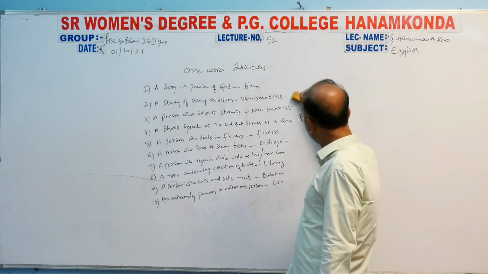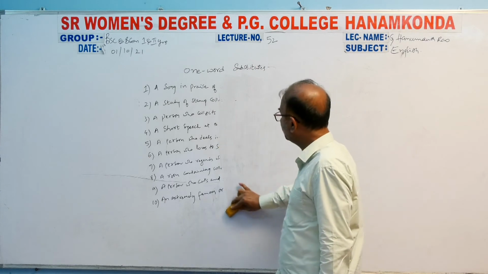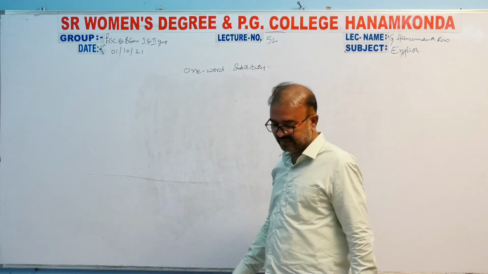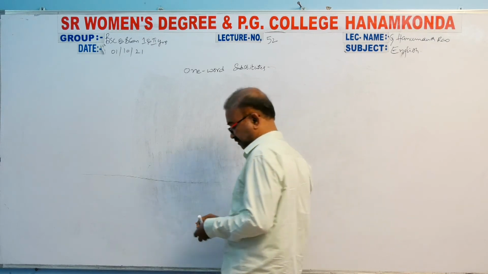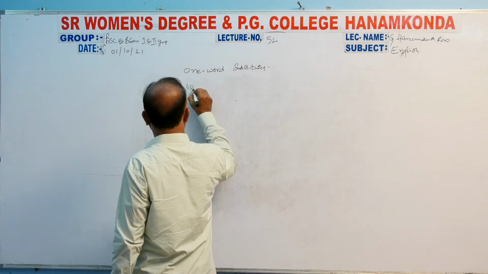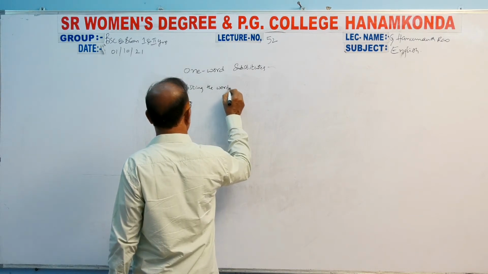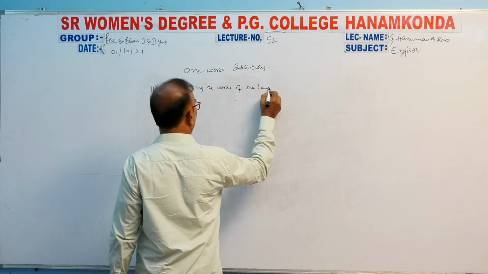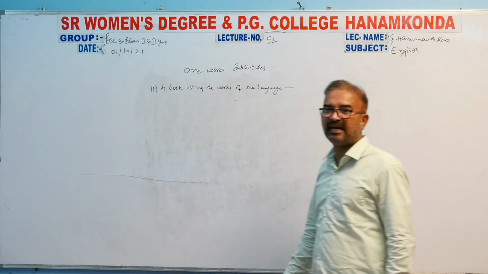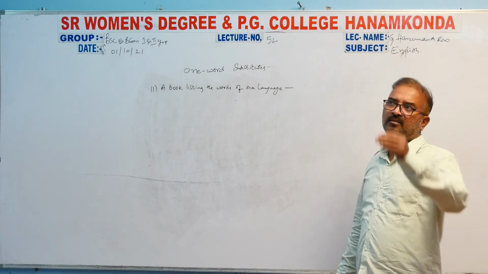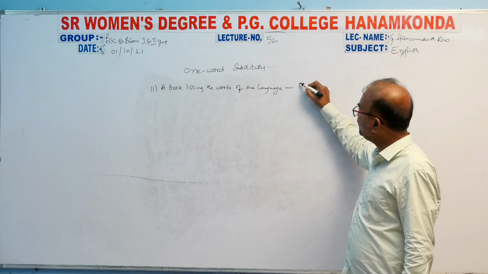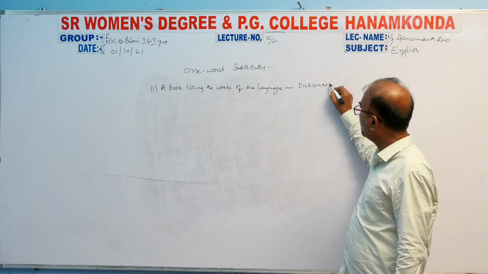Okay, now let's go for another one. A book listing the words of one language. What is that? A book which has the words of one language and its meanings, this and that. You might have got an idea by now. That is called dictionary.